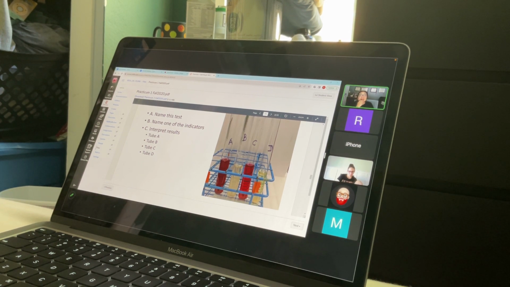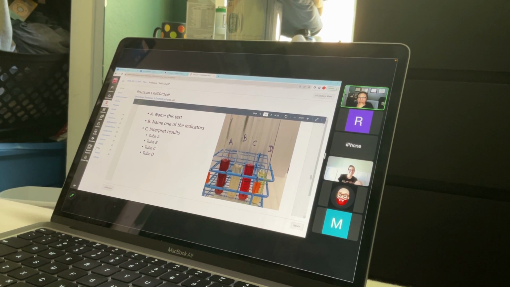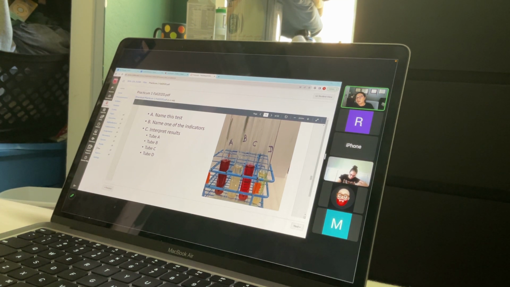So nitrate reduction is a little bit complex. You have to be able to explain it to me so that I say, okay, you got it. Just saying the color change doesn't mean anything, because this color change and that color change have different meanings. Tube A and tube C both turn red, but they have different results.